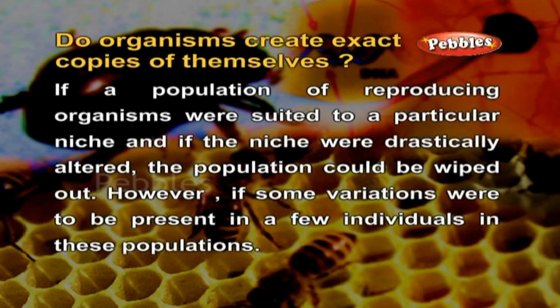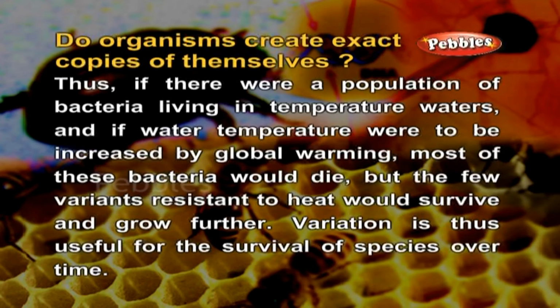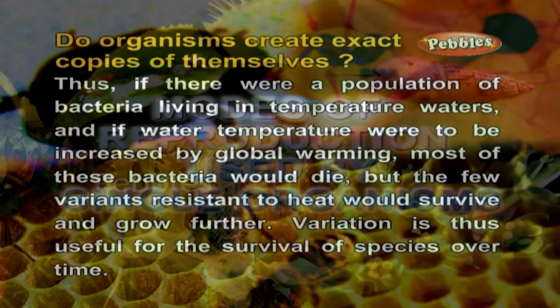However, if some variations were to be present in a few individuals in these populations, thus, if there were a population of bacteria living in temperate waters, and if water temperature were to be increased by global warming, most of these bacteria would die. But the few variants resistant to heat would survive and grow further. Variation is thus useful for the survival of species over time.